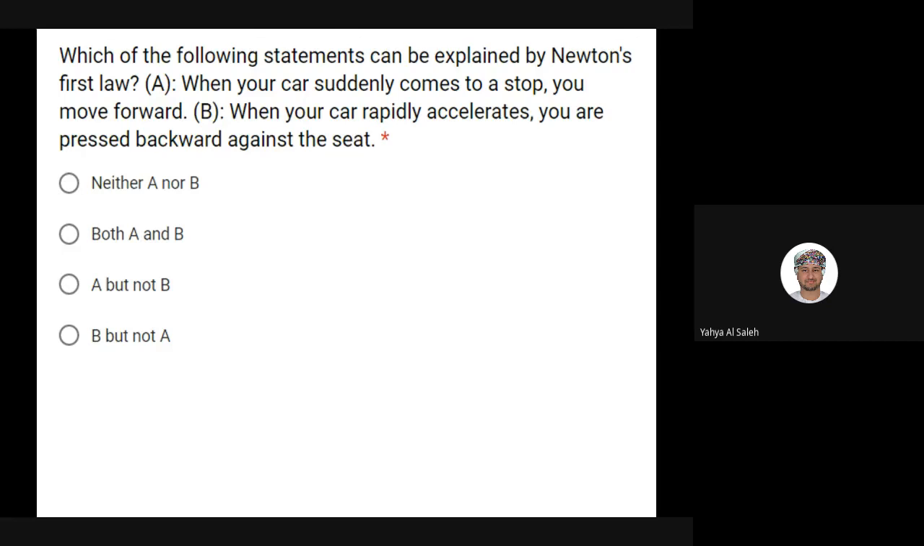Because what did we say? If it's moving, it's not going to stop moving. If it's stopping, it's not going to start. So when your car suddenly comes to a stop, you keep moving forward. That is correct. You haven't stopped. The car has stopped. You will continue moving forward. When your car rapidly accelerates, you are pressed backwards against the seat. Yes, because it's the car that's accelerating, not you. So you are staying where you are.